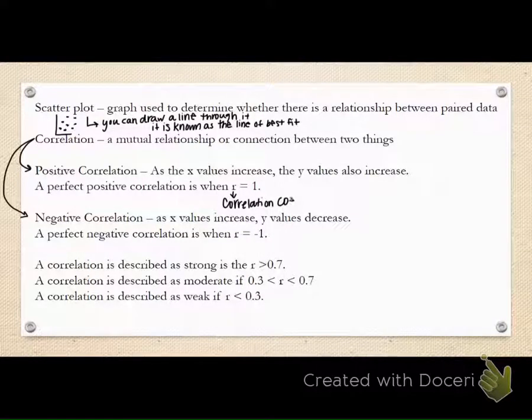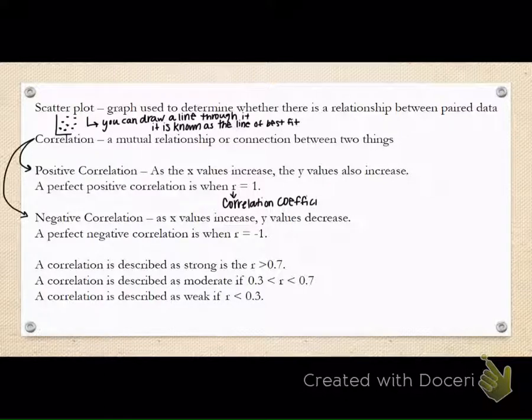I don't know why they used R. The correlation coefficient can be anywhere between 1 and -1, and we'll talk about that in a second. But positive correlations will always have a positive correlation coefficient. The closer it is to 1, the stronger the correlation.